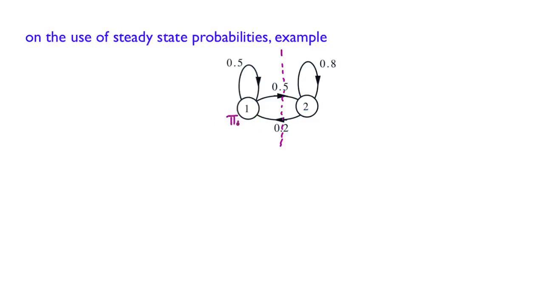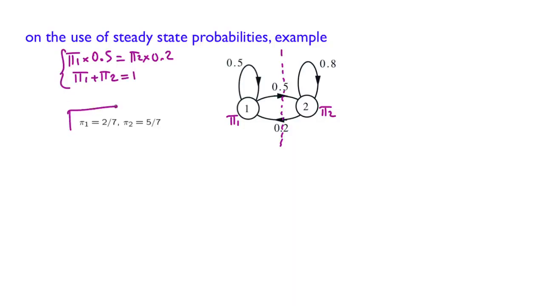So if you have pi 1 here and pi 2 here, what it means is pi 1 times 0.5, which represents the frequency of these kind of transitions, has to be equal to pi 2 times 0.2, which is this kind of transition, plus pi 1 plus pi 2 equals 1, the normalization equation. And by solving this system of equations, you obtain the same thing as what we obtained before, which is the steady-state probabilities of state 1 and of state 2.